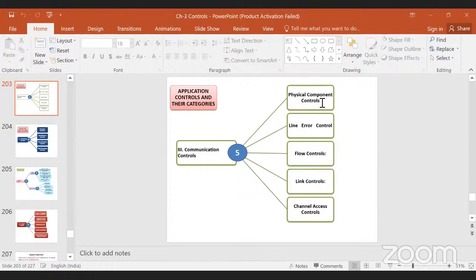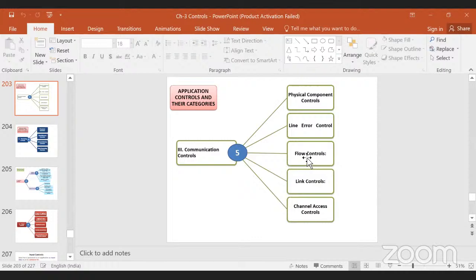Line error control. What is line error control? Line means communication line. Let's assume router A, router B, and router C. All the 3 routers joined together should be able to communicate between them. If any of the lines fails, then communication is not possible. So you should have control over which devices are online and offline, so that you will be able to communicate without any flaw.